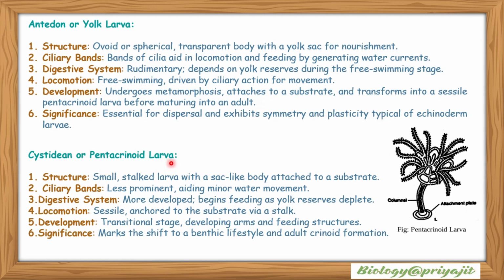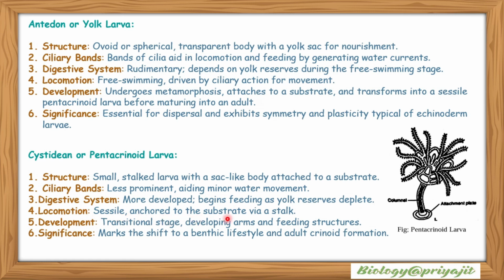Cystidian or pentacrinoid larva. This is the image of the pentacrinoid larva. It is a small stalked larva with a sac-like body attached to a substrate. Ciliary bands: they are less prominent, aiding in minor water movement. Digestive system: it is more developed and begins feeding as yolk reserves deplete.